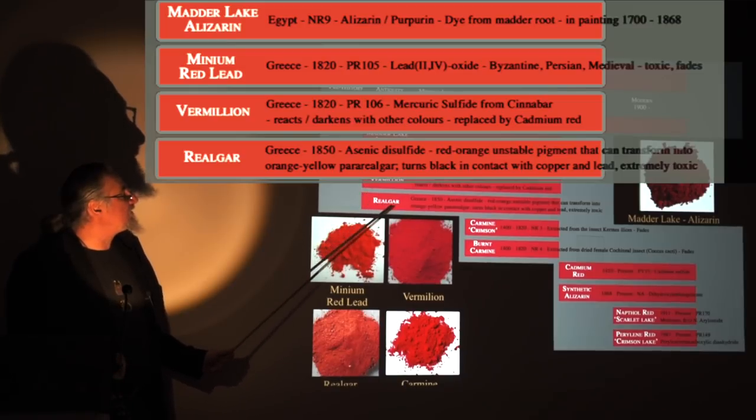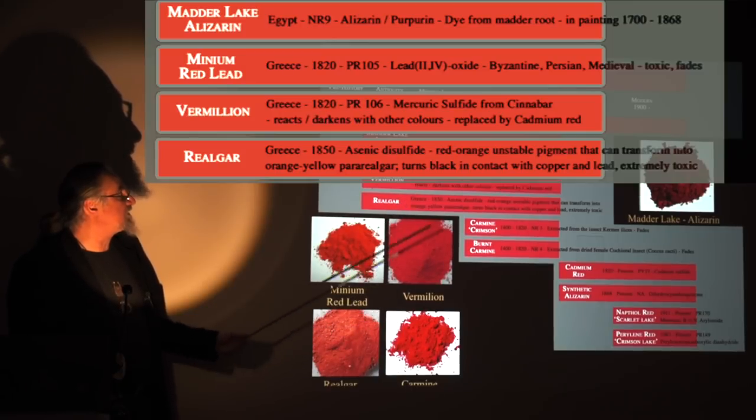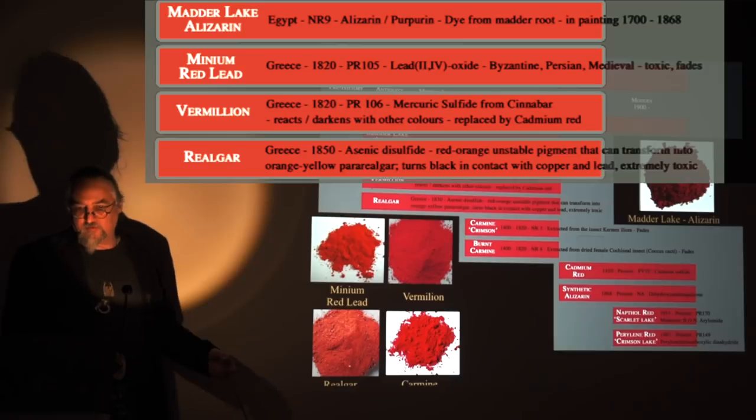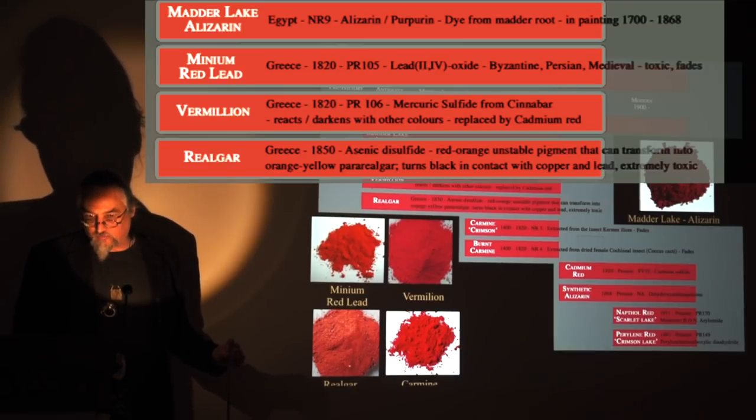Realgar here also arose in ancient Greece and was used up until about 1850, but it is toxic, based on arsenic, it being arsenic disulfide. However, it had such a unique orange quality that artists came to love it. On the other hand, it can be unstable as well.